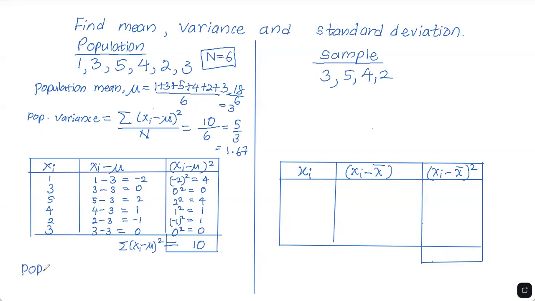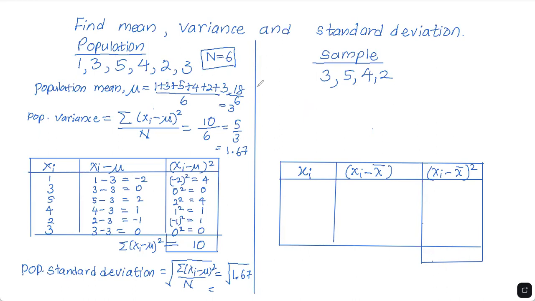So then what is the population standard deviation? The population standard deviation is simply the square root of that calculated value, the square root of your variance. So this is your variance and then take the square root. So that is the square root of 1.67. That is your standard deviation. So calculate this one, the square root of 1.67. And then let's look at the sample.